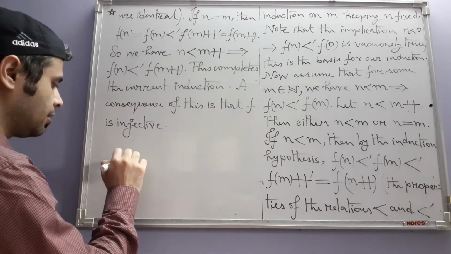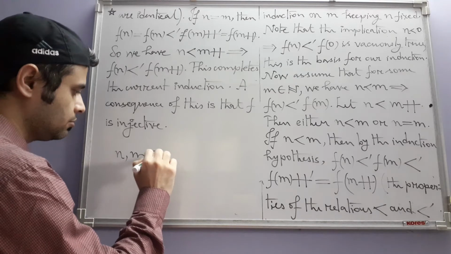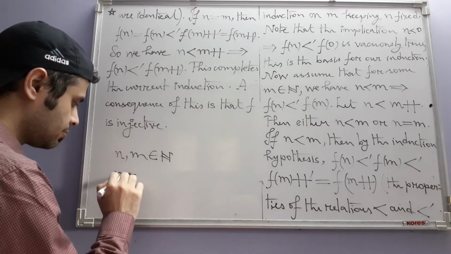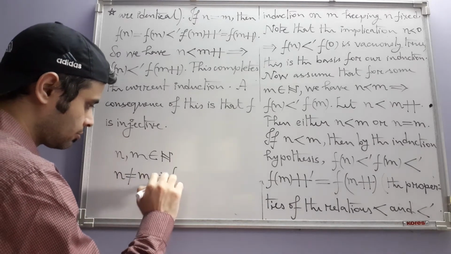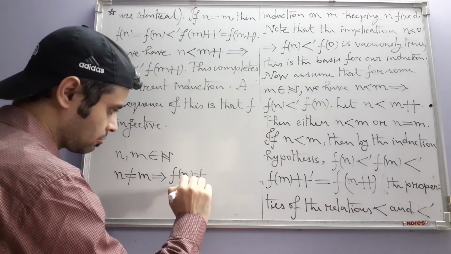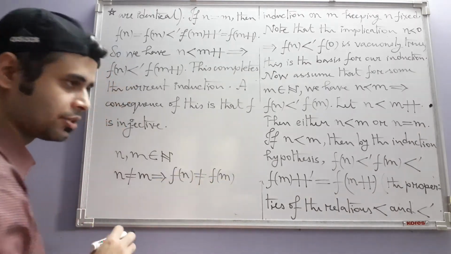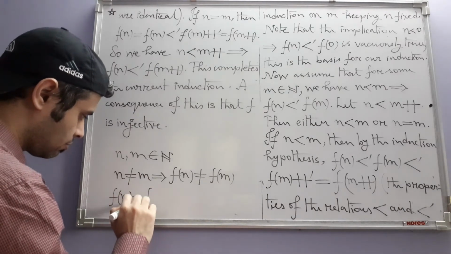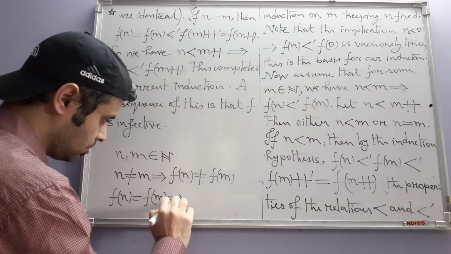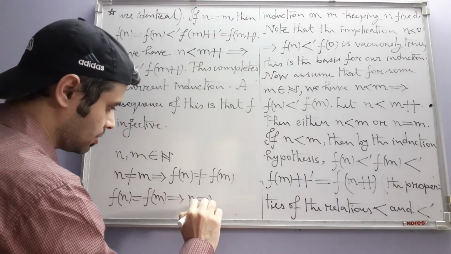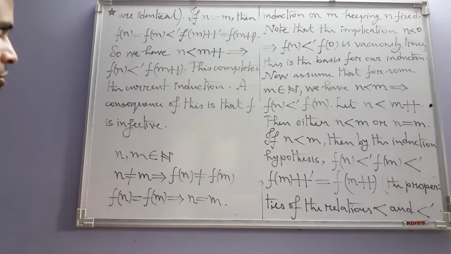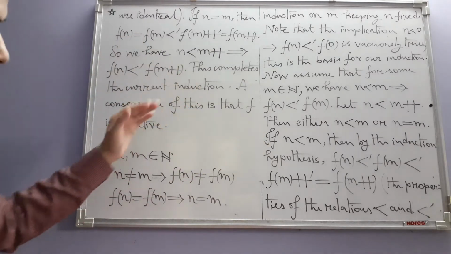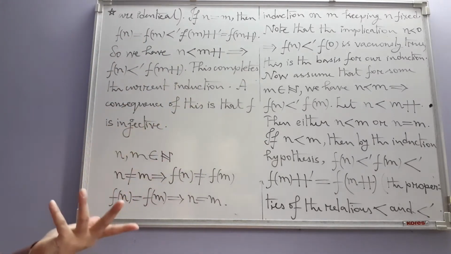If you have n and m in N, then for injectivity either you show this, or you show its contrapositive, that is, fn equal to fm implies n is equal to m. I leave to you to show that using this result that we have proved now using induction, one can conclude that f is injective.